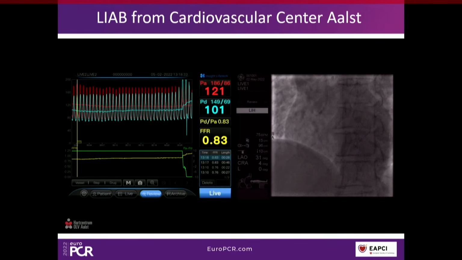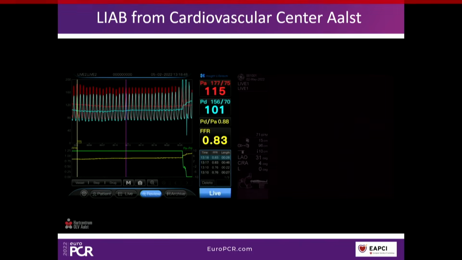Okay, we have to fix the sample volume correctly, but I don't see any residual gradient. Yeah, this is the post-PCI FFR. It was 0.87, 0.88. There seems to be diffuse gradient. I would stop the treatment of this vessel. Thank you very much, Emanuele.